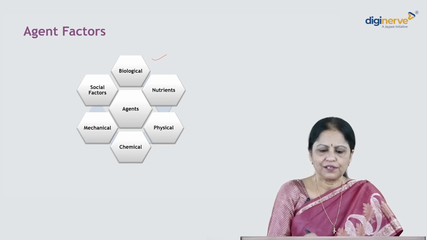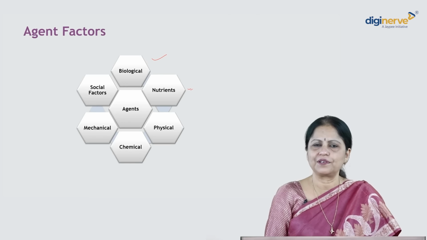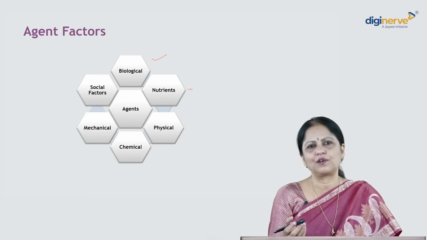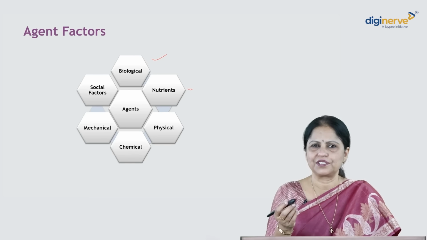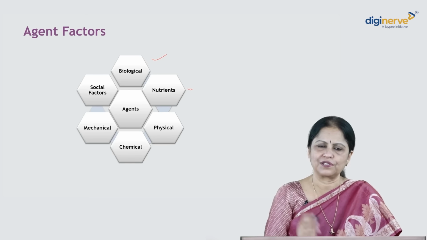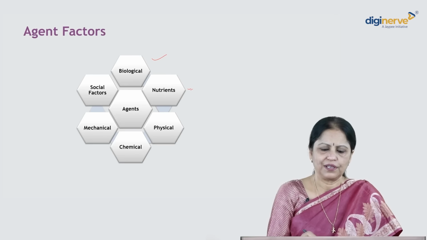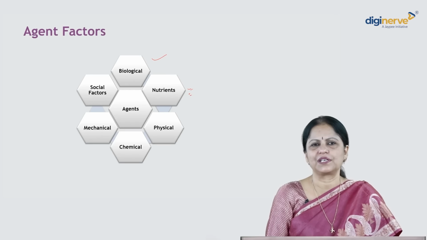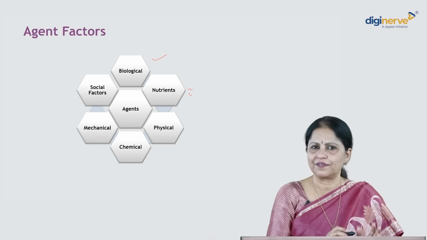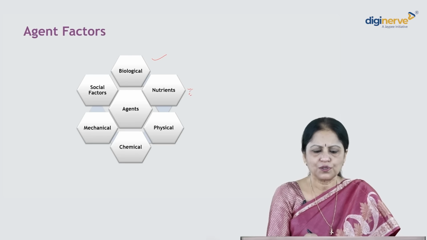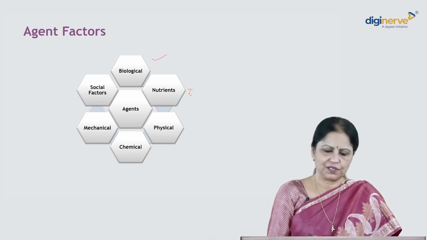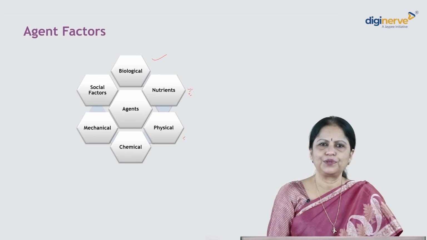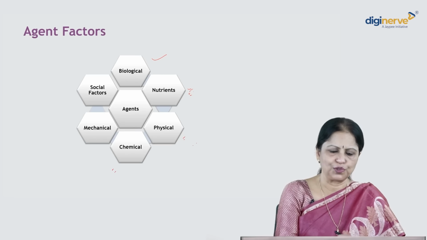So these are the agent factors. Biological agents, I told you about, say bacteria, virus, parasite, etc. Nutrients are also agents, because excess of some nutrients can cause disease, like obesity caused by excess of macronutrients, which I will discuss later on. Then deficiency of some nutrient, like vitamin A deficiency or iron deficiency, causes disease. So nutrients are also agents, or they can be physical, as I told you, heat, cold, etc. Chemical, I told you, mechanical.